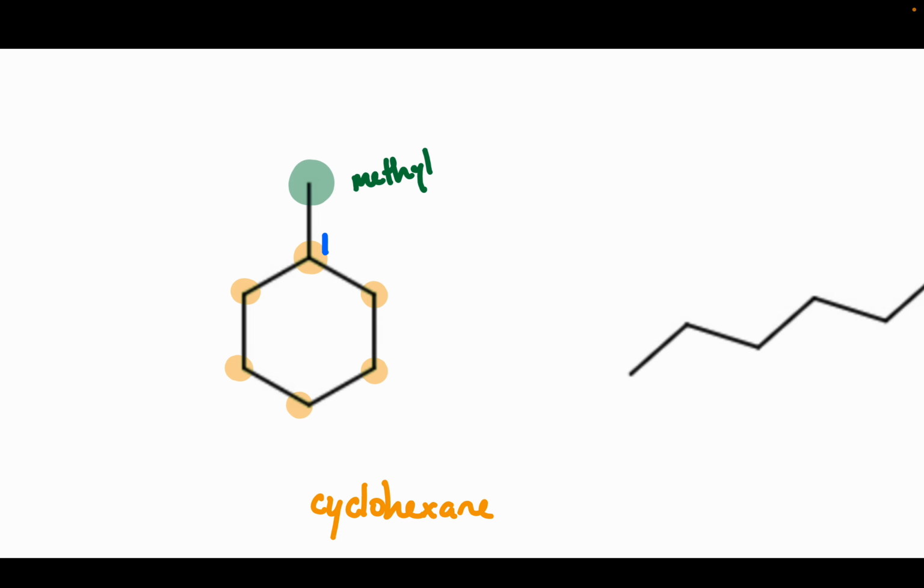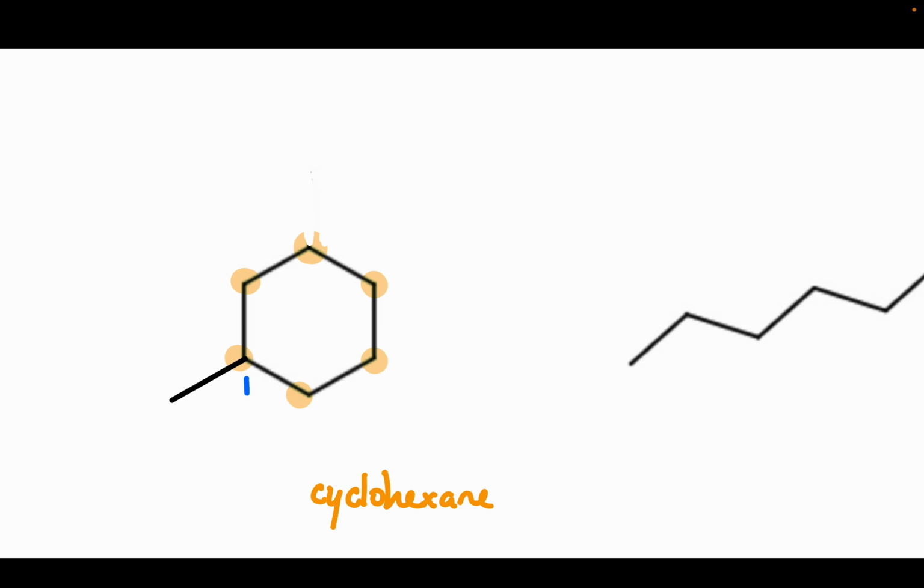However, let's say that I pick up this methyl group and I move it over here. What's that going to do to my numbering? Well, I'm not going to call this carbon 1 anymore. I'm going to call this carbon 1. No matter where I put that methyl group, it will be on carbon 1.